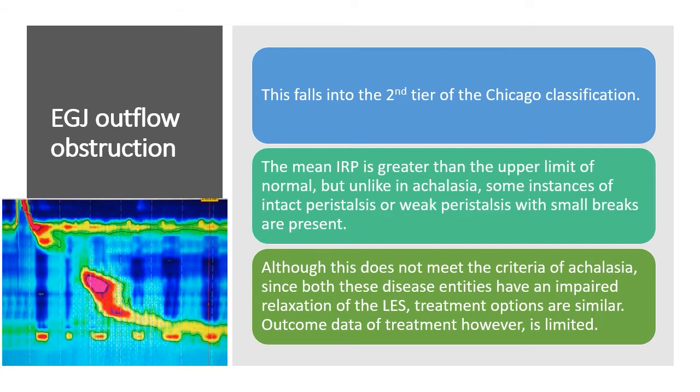Esophagogastric junction outflow obstruction falls into the second tier of the Chicago classification. The mean IRP is greater than the upper limit of normal, but unlike in achalasia, some instances of intact peristalsis or weak peristalsis with small breaks are present.